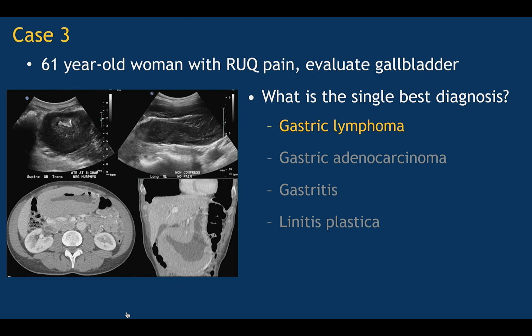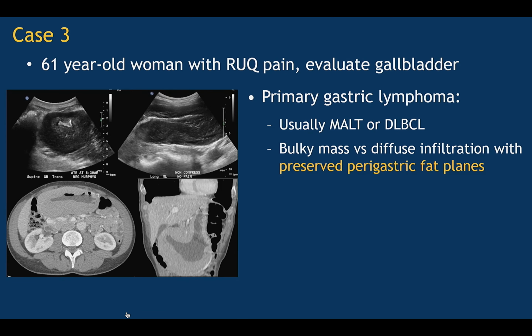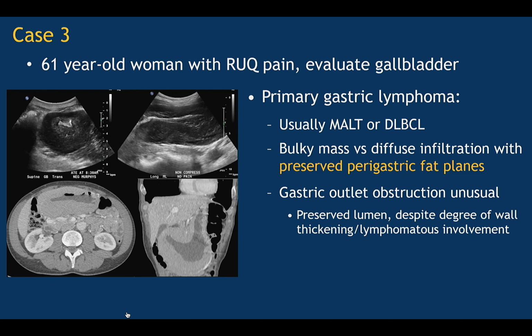The correct answer here is a primary gastric lymphoma. The histology is usually that of mucosa-associated lymphoid tissue or diffuse large B-cell lymphoma. It can present either as a bulky mass or a diffusely infiltrative form. In either scenario, you typically have preservation of the perigastric fat planes. Gastric outlet obstruction is unusual. Despite the degree of wall thickening, the gastric lumen tends to be preserved.